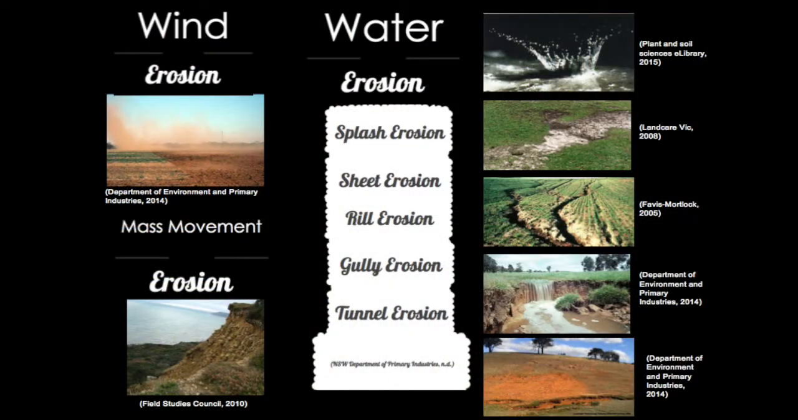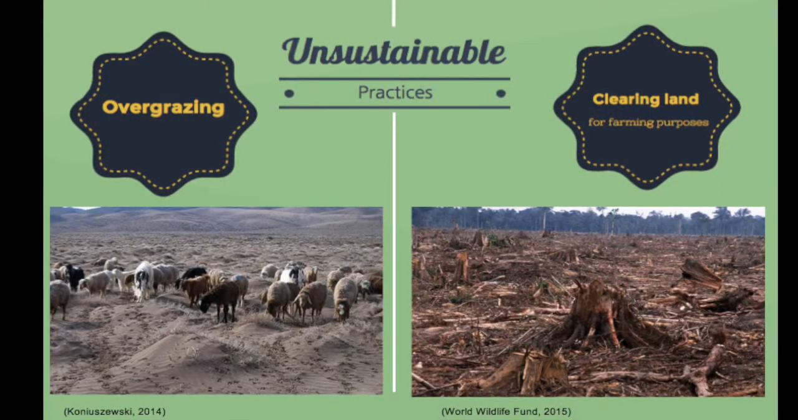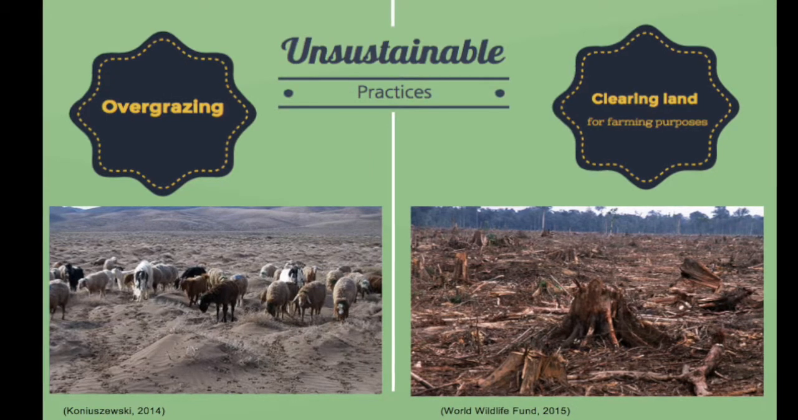There are various types of erosion which are classified into three main categories: wind, mass movement, and water erosion. Water erosion can be refined into splash, sheet, rill, gully, or tunnel erosion. And the form of erosion is dependent on the climate, topography, land use, ground cover, and the erodibility of the soil. Erosion is a naturally occurring phenomenon that gradually diminishes the land.